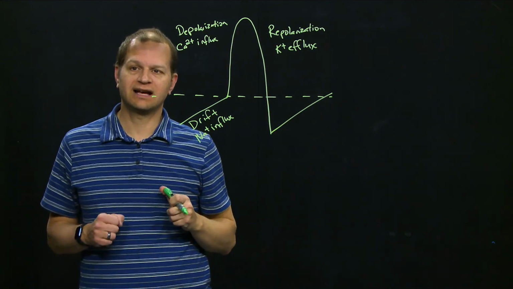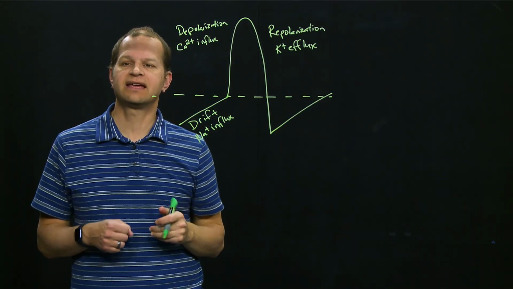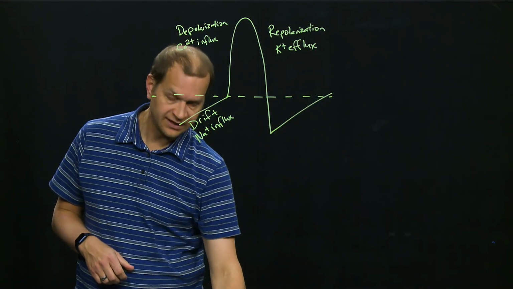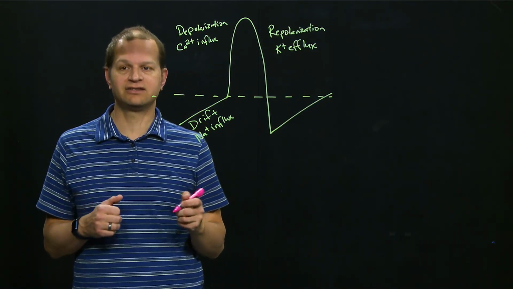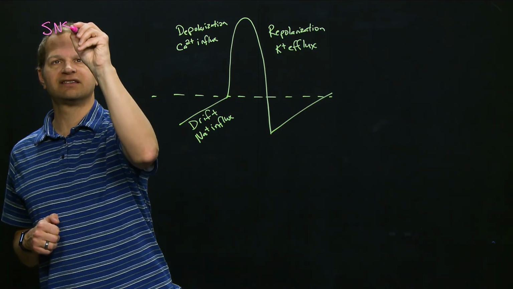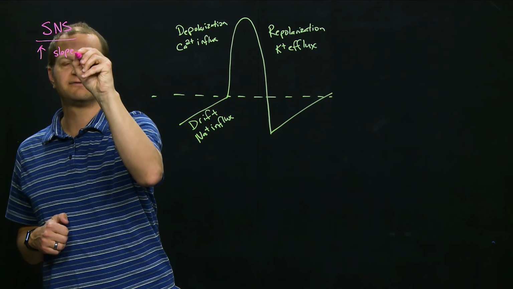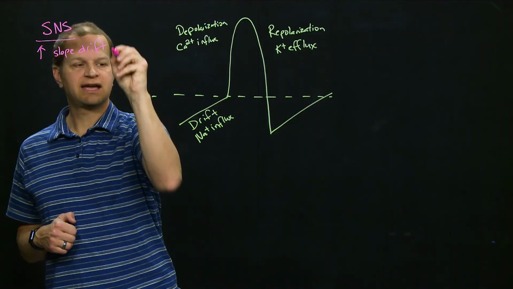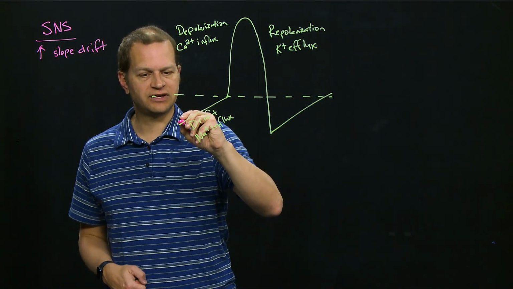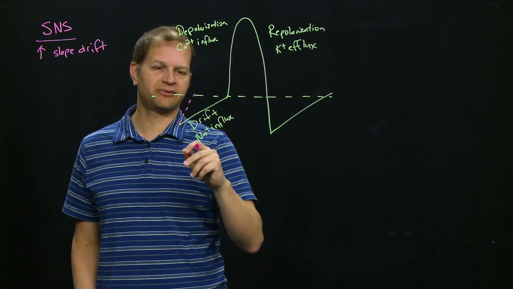Now, what we want to talk about is how the autonomic nervous system, specifically the sympathetic and the parasympathetic system, affects the pacemaker cells. And the answer is it all has to do with the drift. With the sympathetic nervous system, we're going to increase the slope of the drift. Everything else stays the same, but the drift gets more steep, and as a result, we hit threshold sooner.